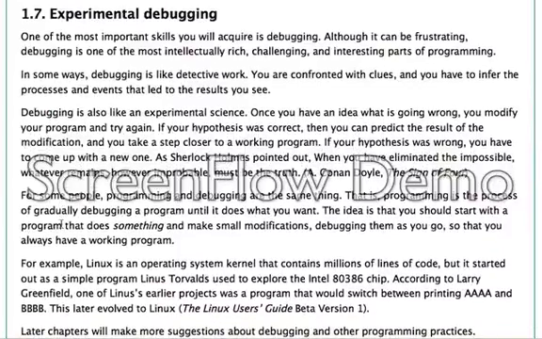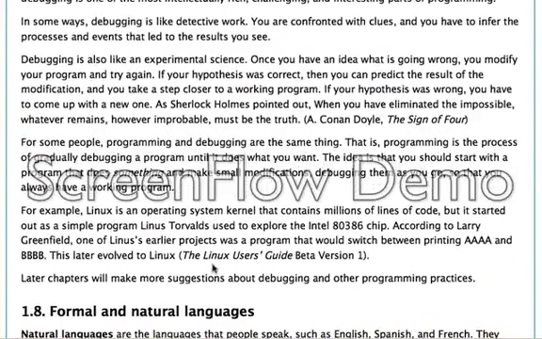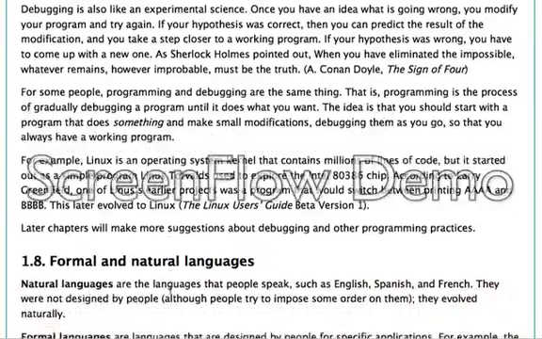For example, Linux is an operating system kernel that contains millions of lines of code, but it started out as a simple program Linus Torvalds used to explore the Intel 80386 chip. According to Larry Greenfield, one of Linus's earlier projects was a program that would switch between four capital A's and four capital B's. This later evolved to Linux. Later chapters will make more suggestions about debugging and other programming practices.